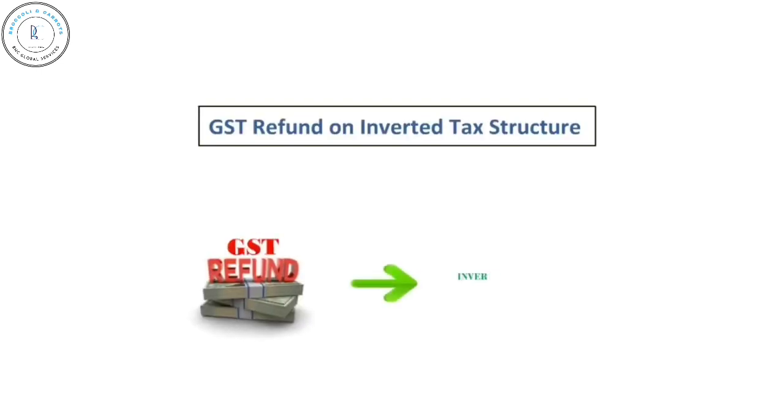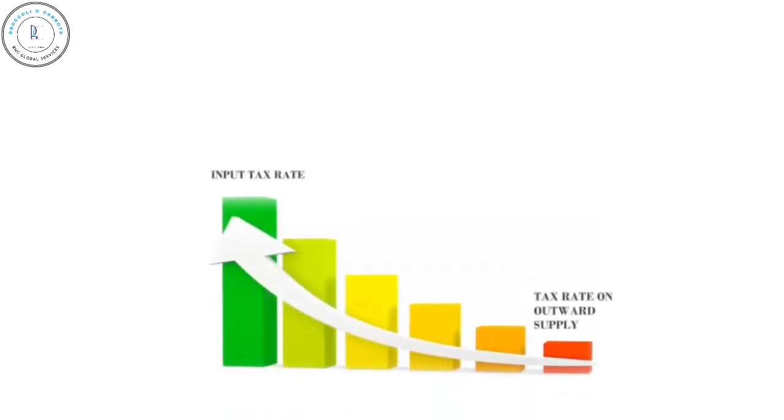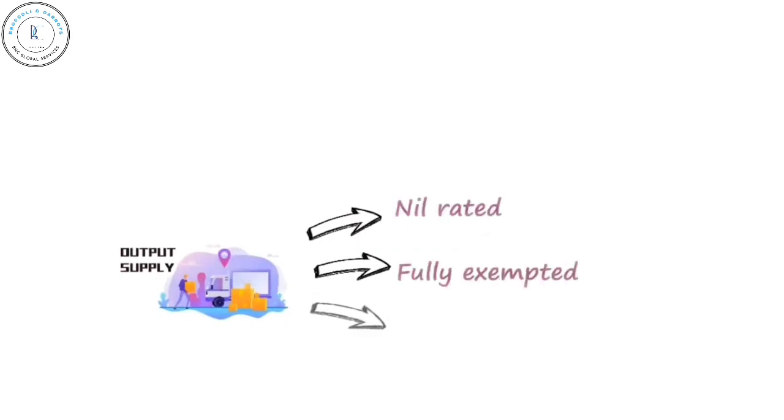Today we shall be discussing the concept of GST refund on inverted tax structure. Inverted tax structure means when the input tax rate is greater than the tax rate on outward supply. It results in accumulated ITC. Refund is allowed for the same, but no refund if outward supply is nil rated, or fully exempted, or notified supplies.